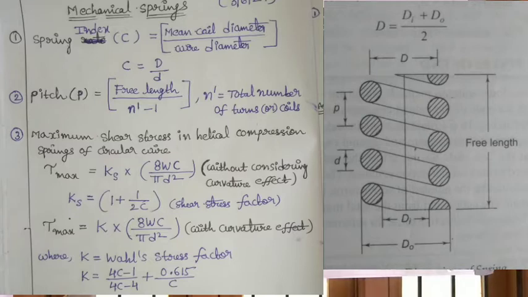Another formula is pitch. Pitch p is equal to free length by (n dash minus 1), where n dash is equal to the total number of turns or coils.